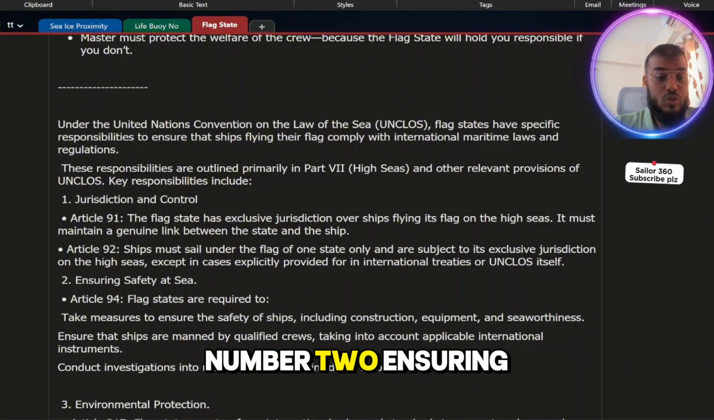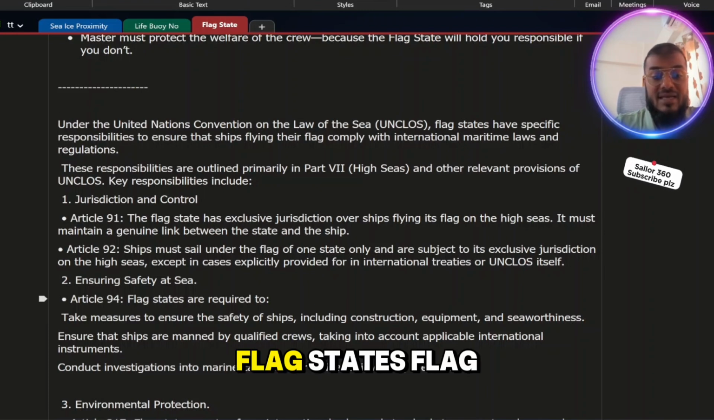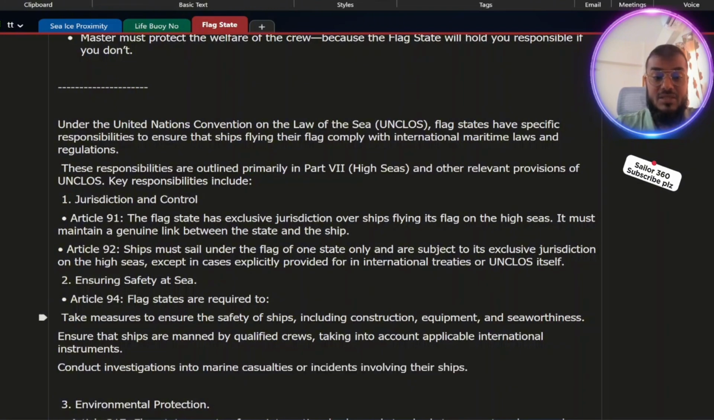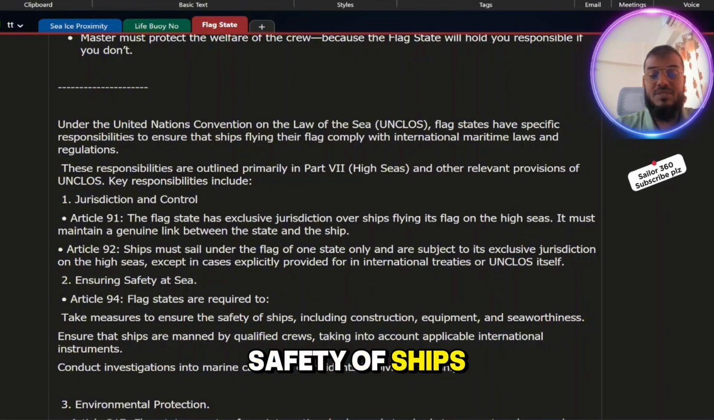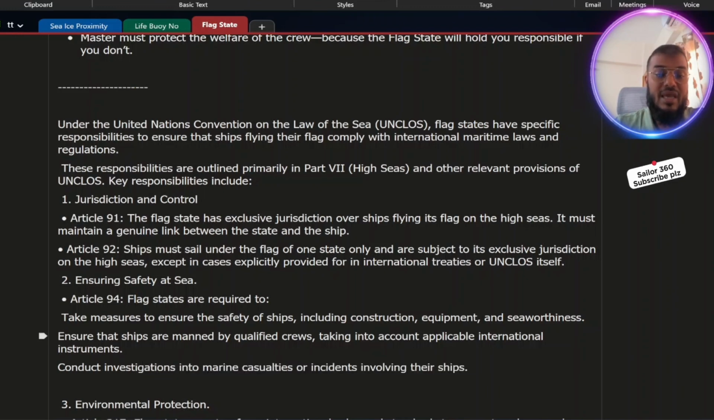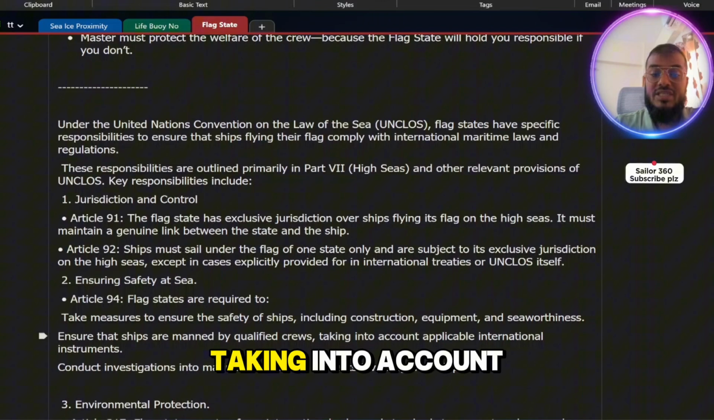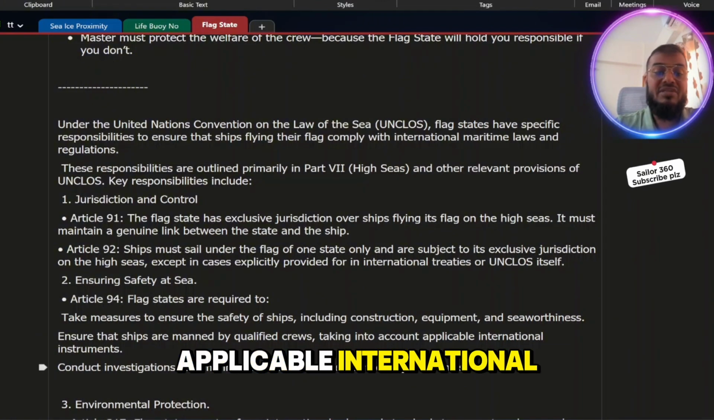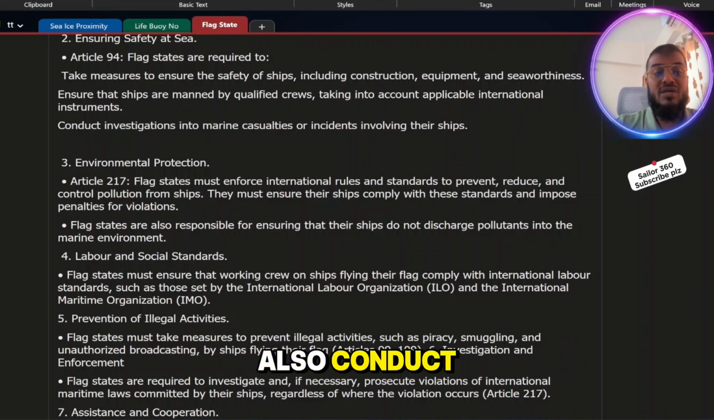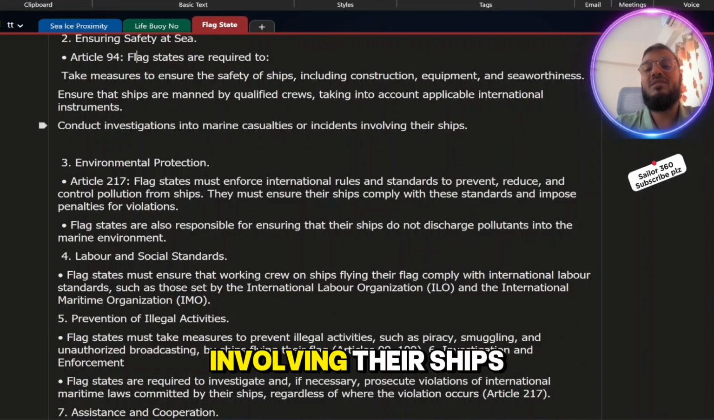Now, next one, number 2, ensuring safety at sea. Article 94 says flag states are required to take measures to ensure the safety of ships, including construction, equipment, and seaworthiness. Ensure that ships are maintained by qualified crews, taking into account applicable international regulations or instruments. Also conduct investigations into maritime casualties or incidents involving their ships.